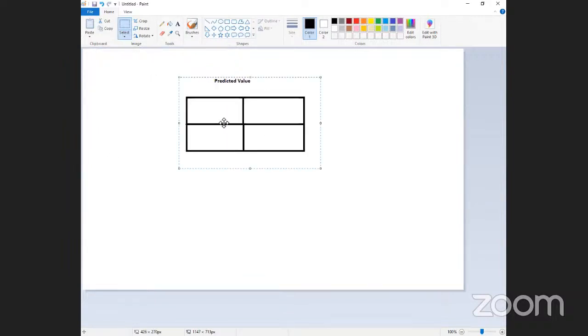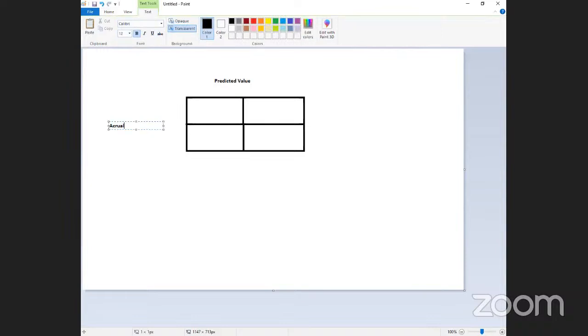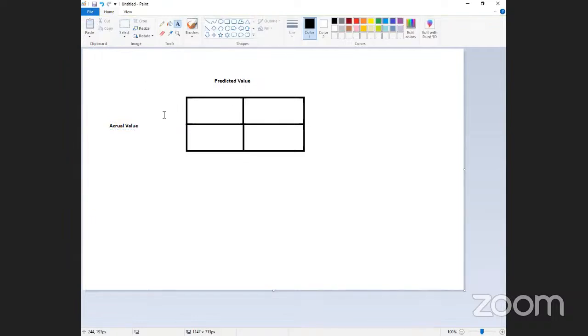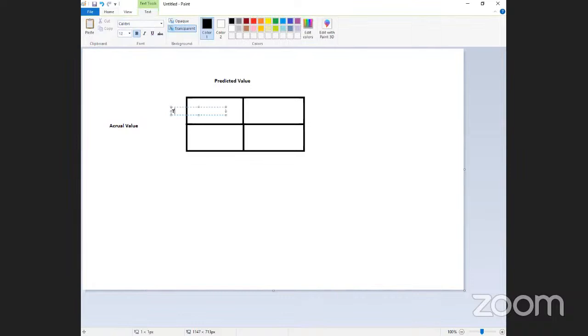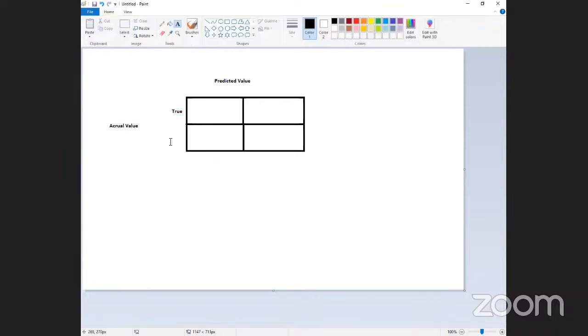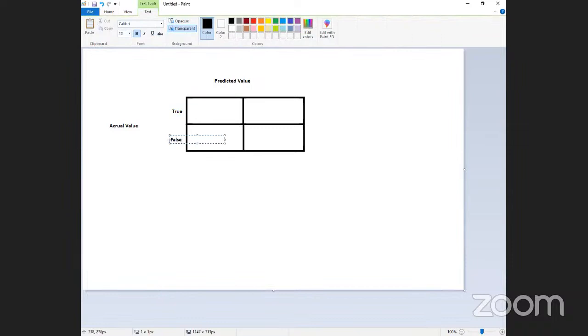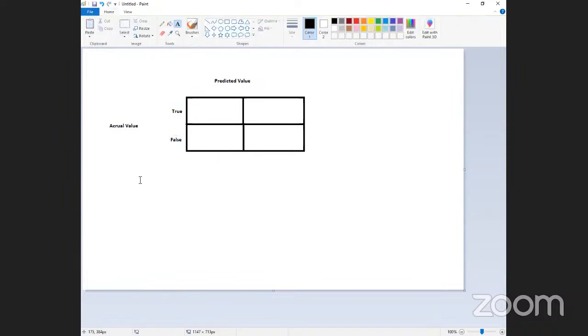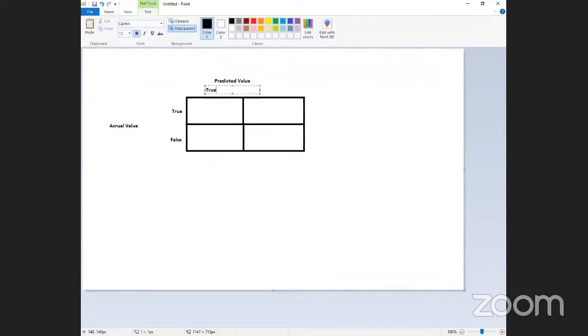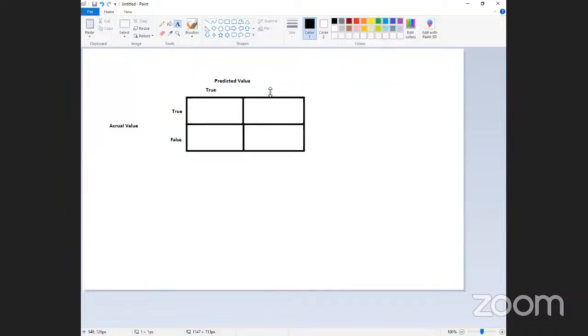So if you take one model, we can divide the model's values into four categories. This is the predicted value by the algorithm. Then we have the actual value. Actual value and predicted value, we can say first true and false. If you take the actual value, it has an actual true value and a false value, and the predicted value also has a true value and a false value.